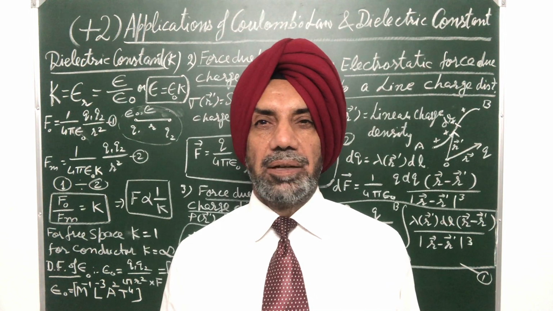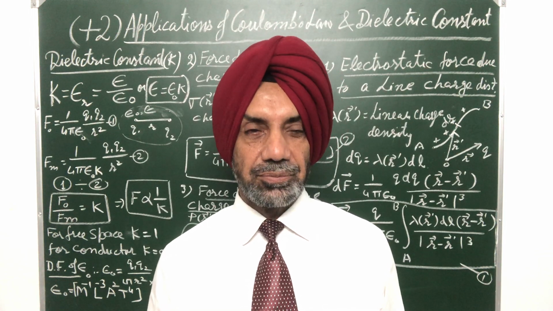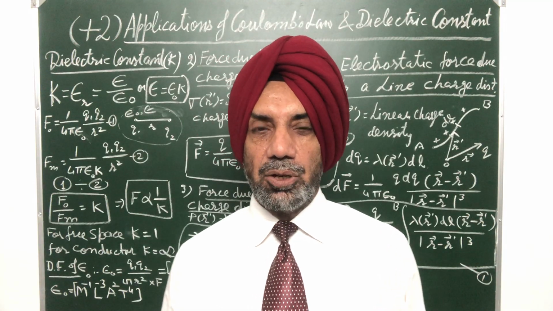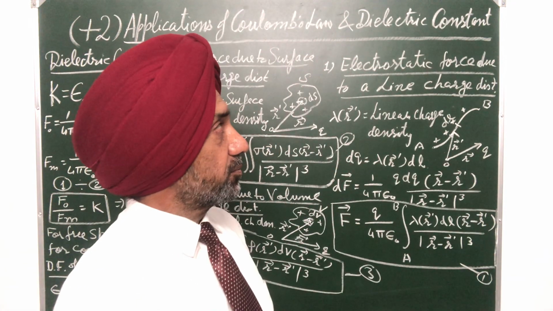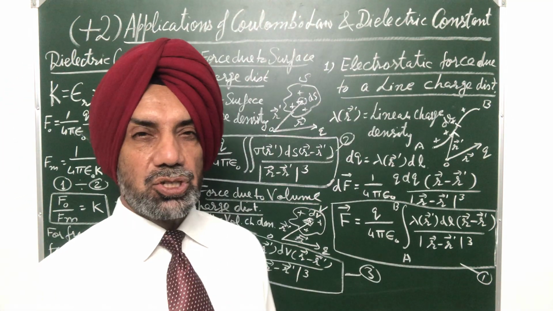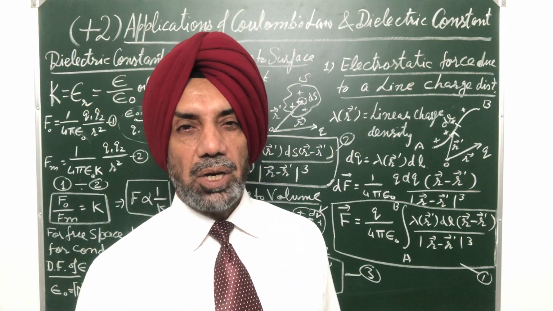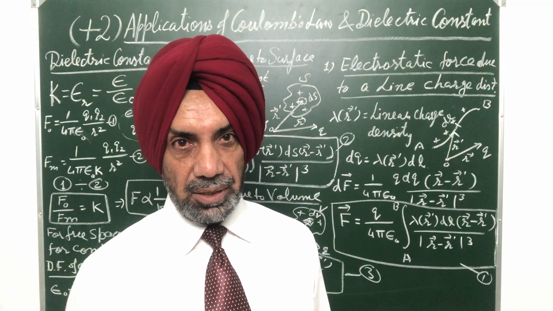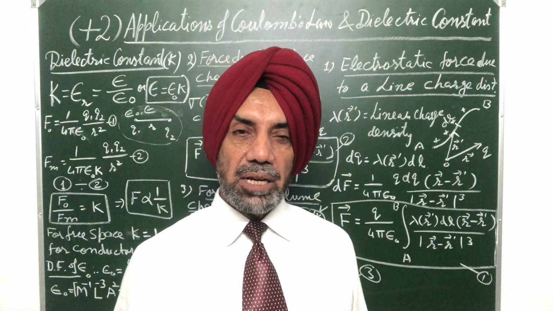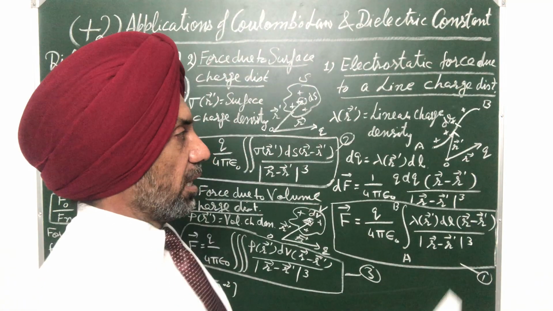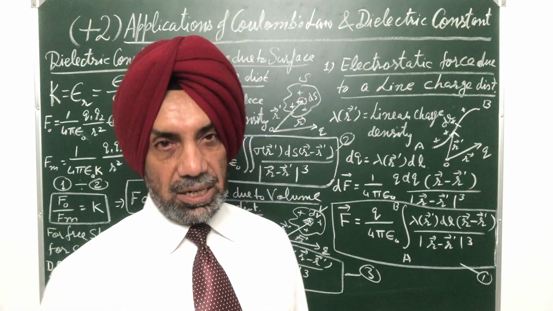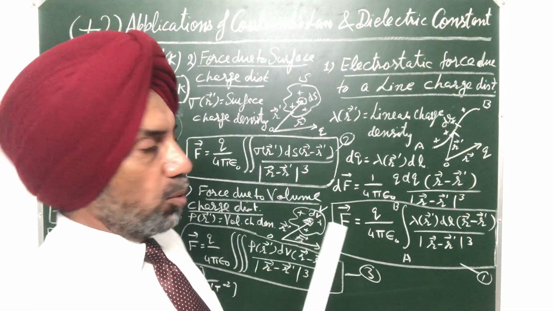So today's topic is applications of Coulomb's law in vector form and dielectric constant. So first of all, we have to find the electrostatic force due to a line charge distribution. That is, if we have a charged wire and we have to find the electrostatic force at any point, on a test charge q, due to the whole wire which is charged, using Coulomb's law in vector form.